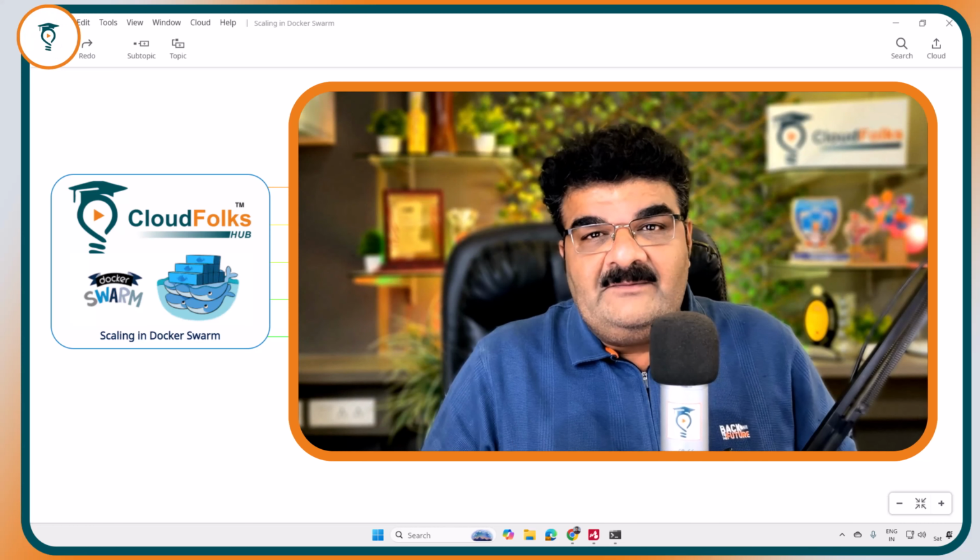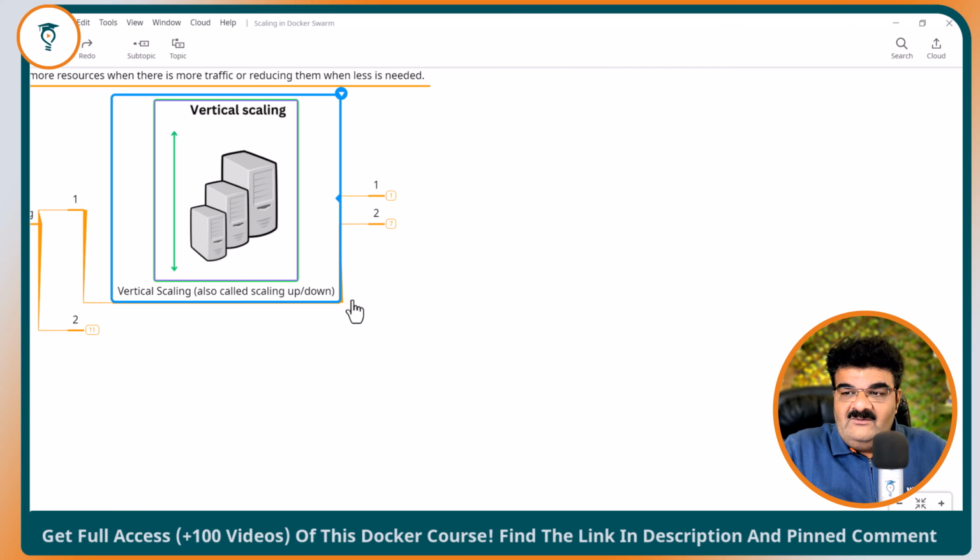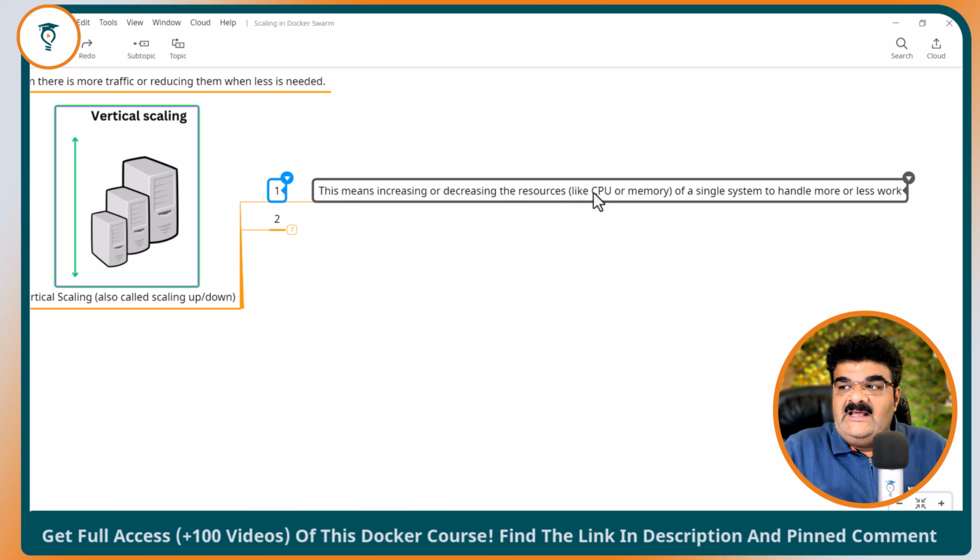Now this is applicable for all. The first scaling, we call it vertical scaling. Now here, when we are talking about vertical scaling, keep this in mind, we are not going to increase the number of containers. Vertical scaling is only applicable to a single container. Okay, so now let's talk about it. This means increasing or decreasing the resources like CPU and memory of a single system to handle more or less work.